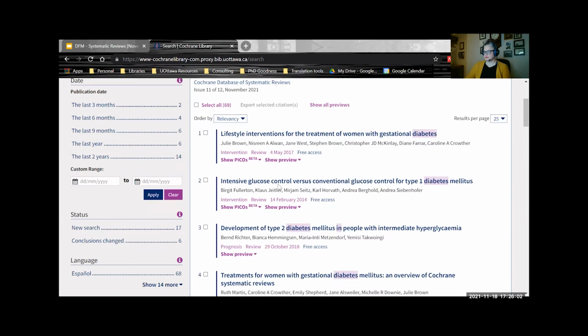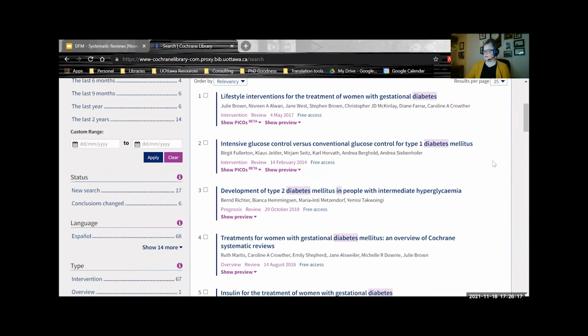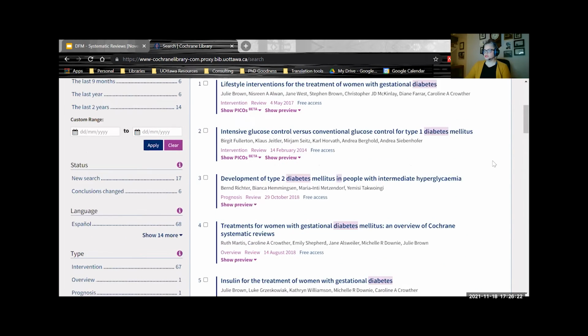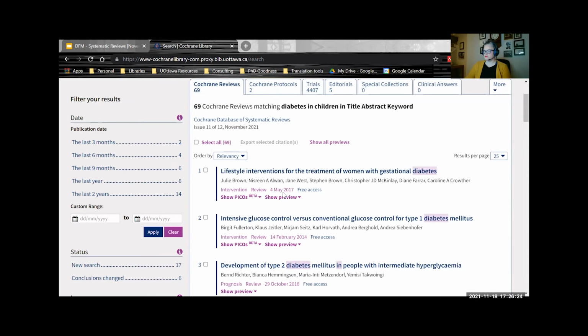It might be, for example, lifestyle interventions for the treatment of women with gestational diabetes. That's not exactly what I was looking for. So being a little bit more specific, if you don't want to scroll through, for example, 69 different results, would be important. But you can see that there's a list here. The other thing that you want to note is when was this review done? So here you'll see it was 2017.